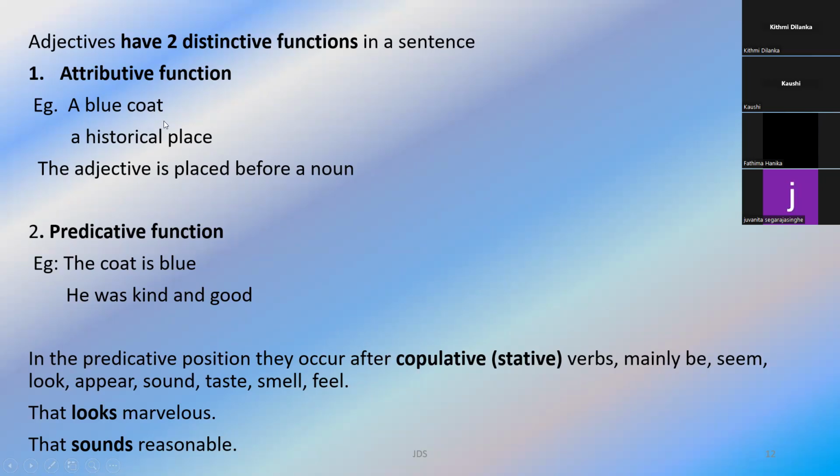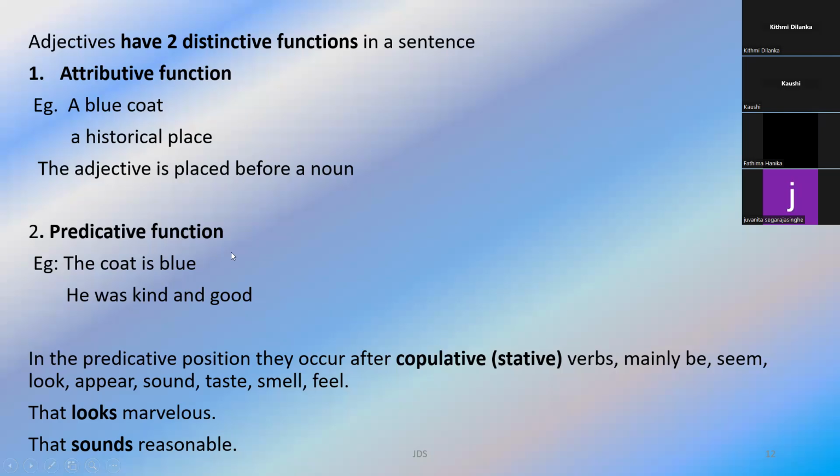See, a blue coat. Coat is the noun. It's attributing the quality of the coat. Thereby, the adjective blue is placed right in front of the noun coat. Historical place. Historical is coming right in front of the noun. Right? So when an adjective is performing the attributive function, it has to get placed in front of the noun.